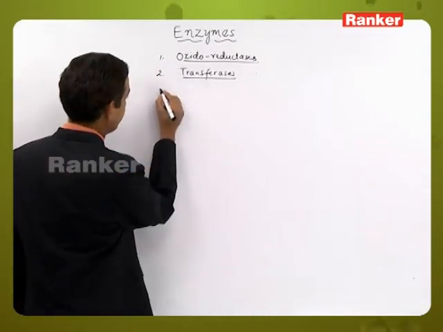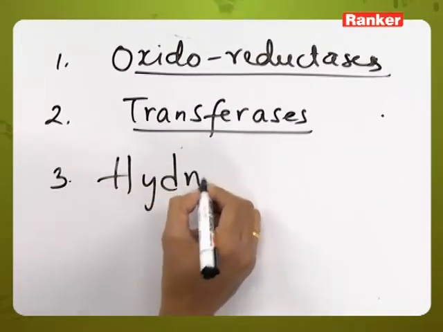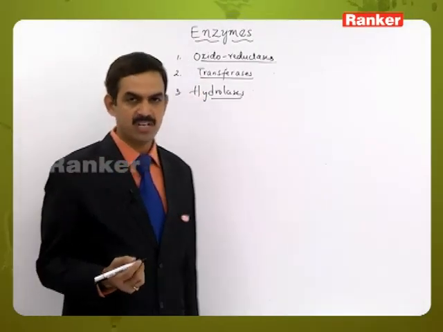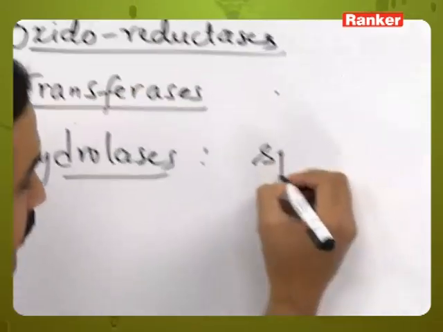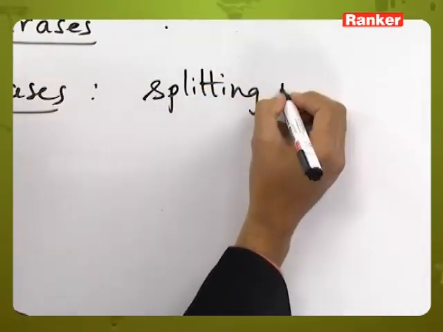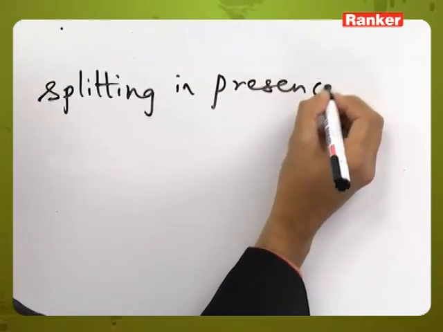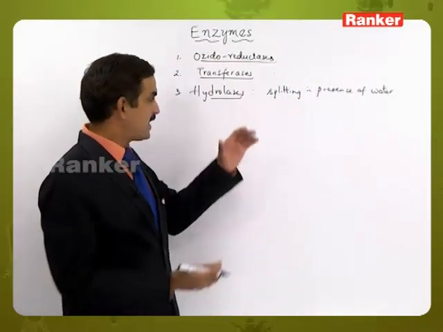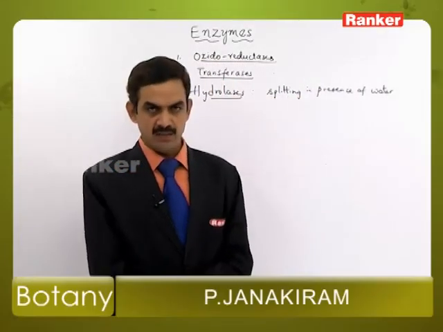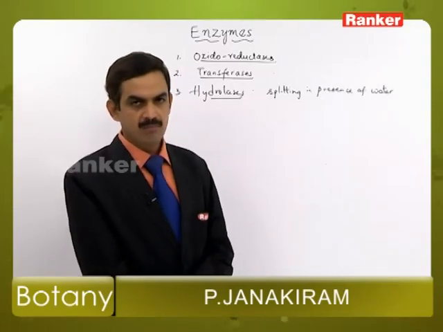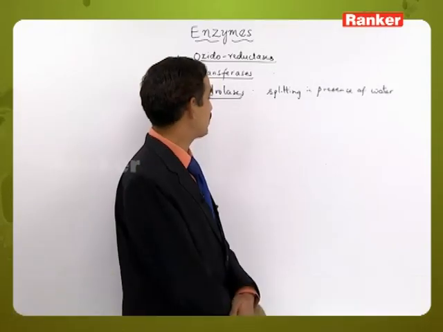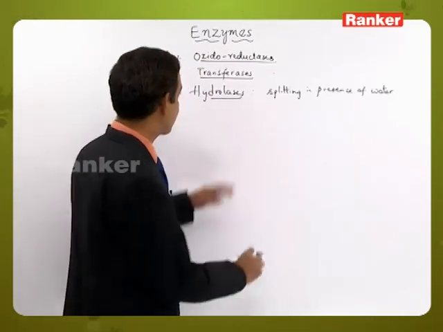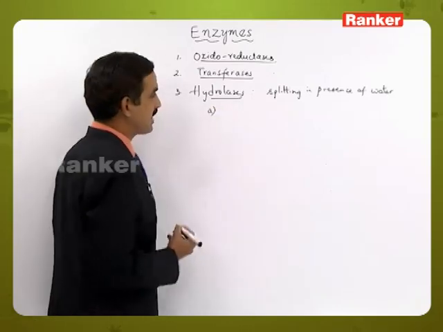Next one is hydrolases. The third major group is the hydrolases. Hydrolases are the ones in which the splitting of the substrate molecule occurs in presence of a water molecule. When splitting takes place, the bonds are broken. So the breaking of bonds which takes place in presence of water is catalyzed by enzymes called hydrolases. Let us see some of the subclasses present in that.